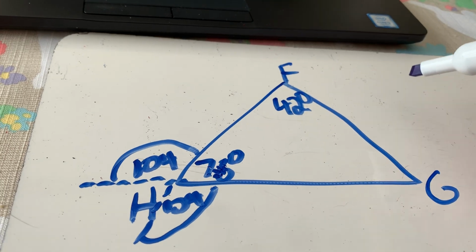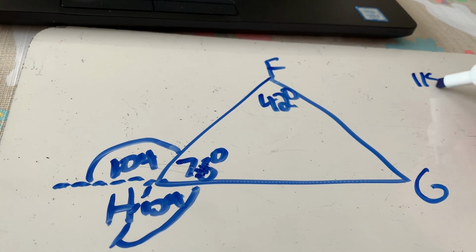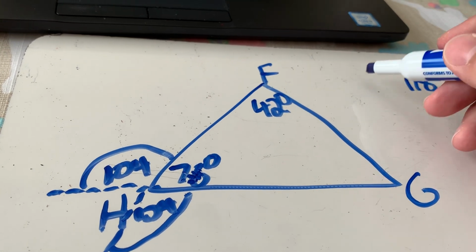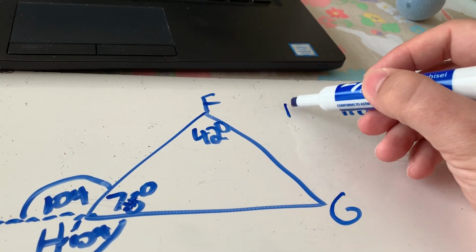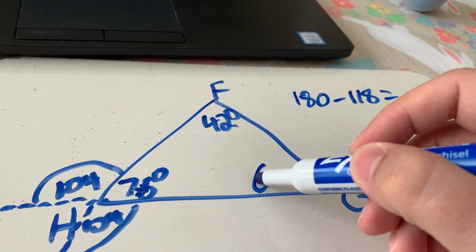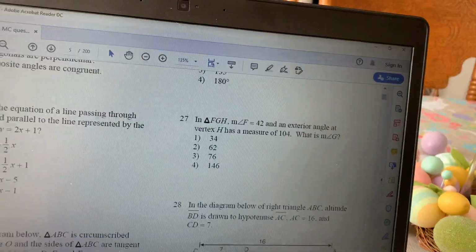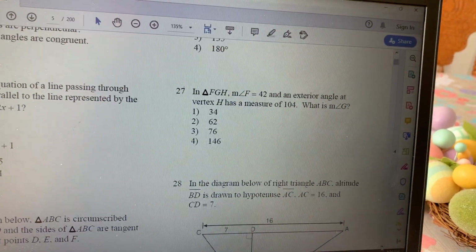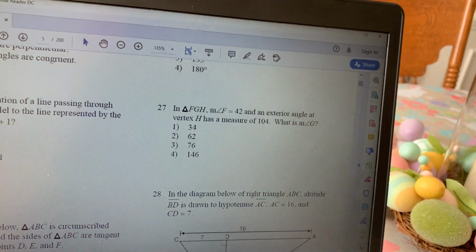I got 76 and 42, which is 118, right? So I've got 118. I got to subtract it from 180 to get what's left, which is 62 degrees. So there we are, which is the answer choice 2. Okay? All right.